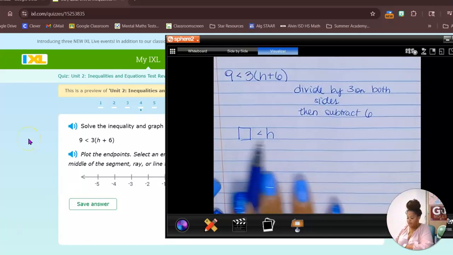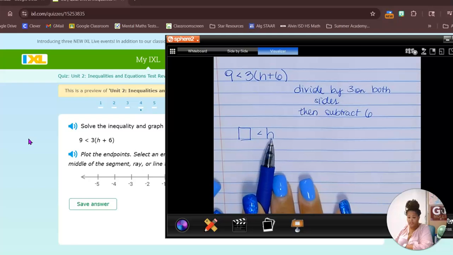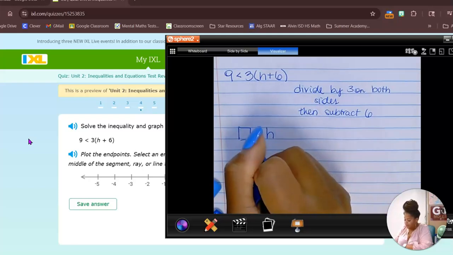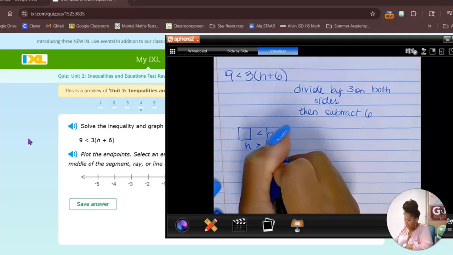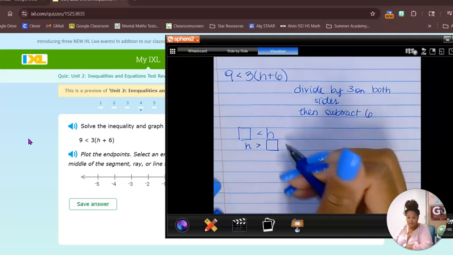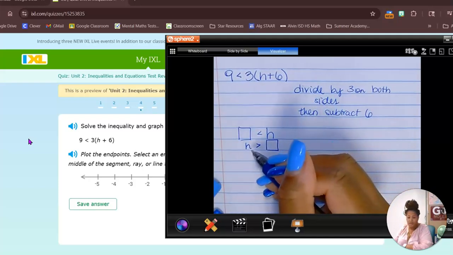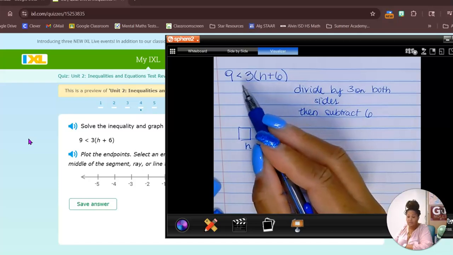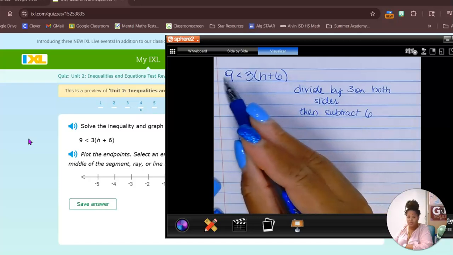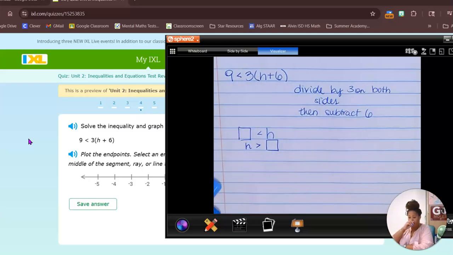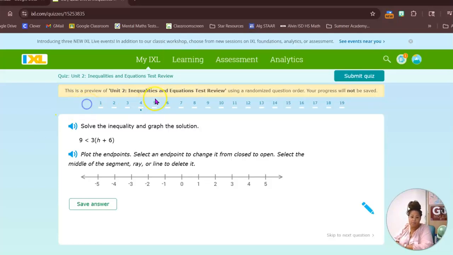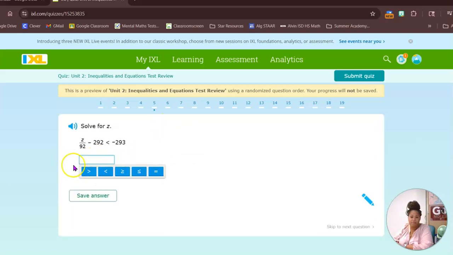Okay, one more thing to keep in mind. Remember, h is going to be greater than that. So if you turn it around, you'll say h is greater than that number there. So you have to be mindful that when you relocate your variable, that the alligator follows what it's supposed to eat. Now, this will not flip signs because there's no negative symbol here that we would multiply or divide by, or negative number. All right, number 5.